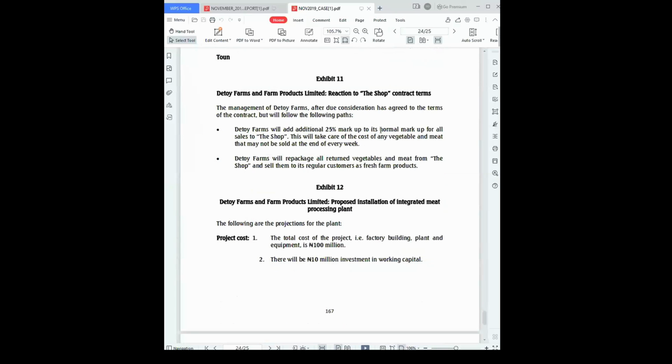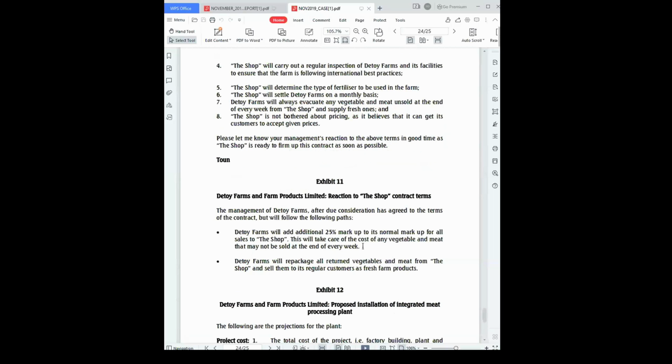All right, this is exhibit 11, and this exhibit 11 is Detroit Farms' reaction to the contract terms. They said that after due consideration, they have agreed to the terms of the contract, but with the following additions. Detroit Farms will add an additional 25% markup to the normal markup for all sales to this shop. This will take care of the unsold items that they will pack at the end of every week. They also said Detroit Farms will package all returned vegetables and meats from this shop and sell them to their regular customers as though they are fresh farm products.